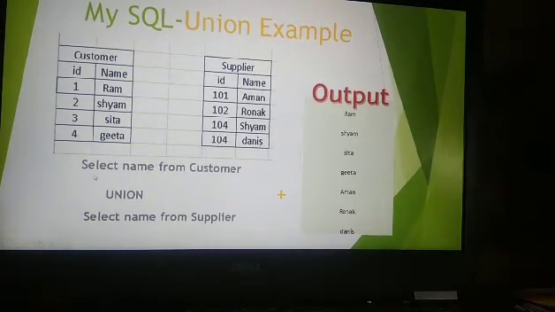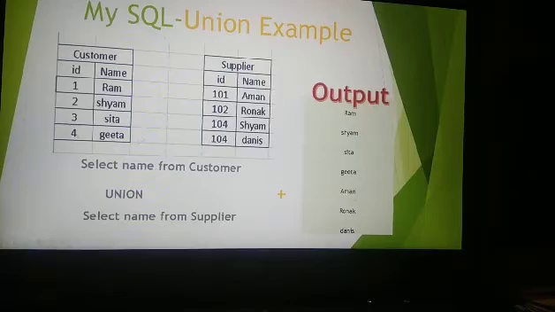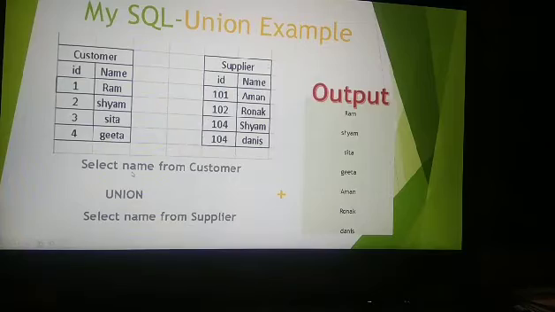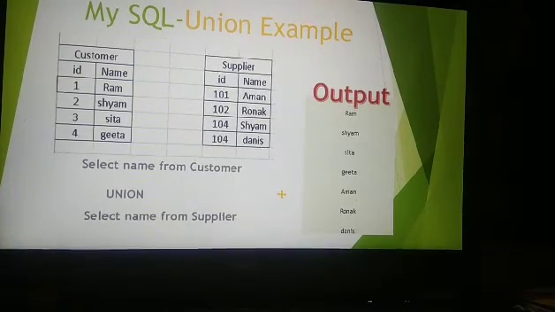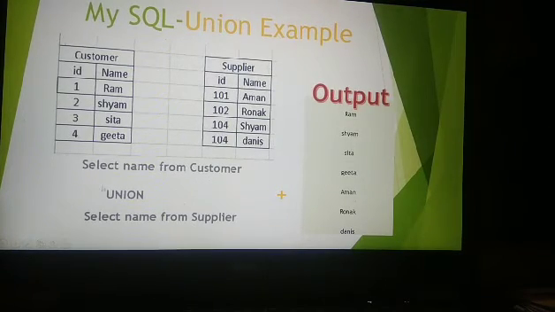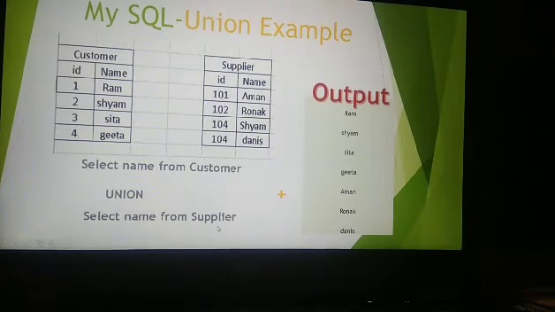So how will we make a statement for UNION? First we will write select, then after that we will write our column name, whatever you want to display. Here we have to display name from the customer table, so we will write select name from customer. Then we have to join both tables, so we will use the UNION operator. Then after that we will write another statement. We also display name from the supplier table, so we will write select name from supplier.